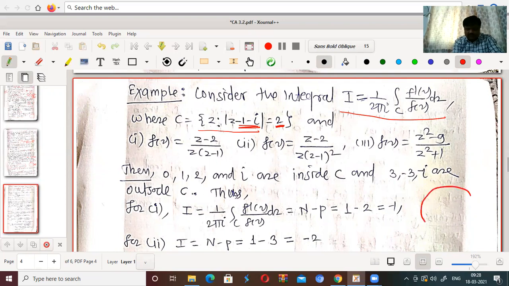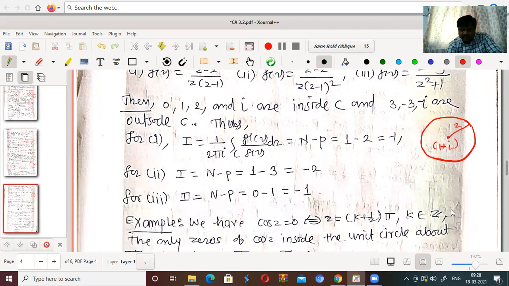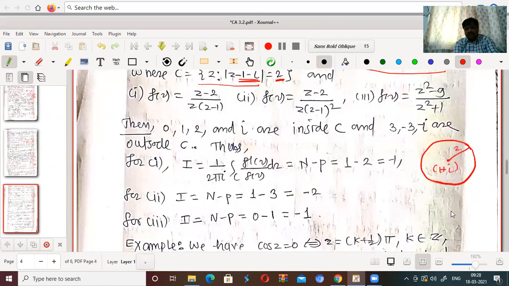C is this circle having center 1 plus i and radius 2. Where is 1 plus i? 1 plus i means the point (1, 1). 1 plus i means which point? 1 comma 1.